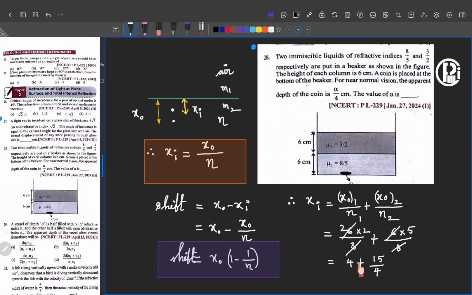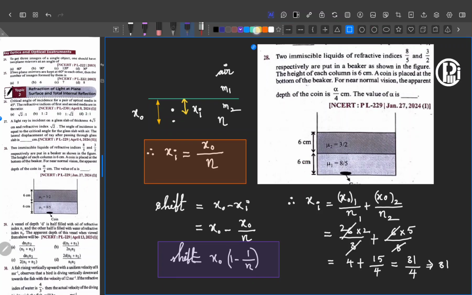How much is it? This can be written as 31 by 4, 31 by 4, therefore it is nothing but alpha by 4. The answer is 31. So please keep it in mind, maybe there are some more problems based upon this logic.